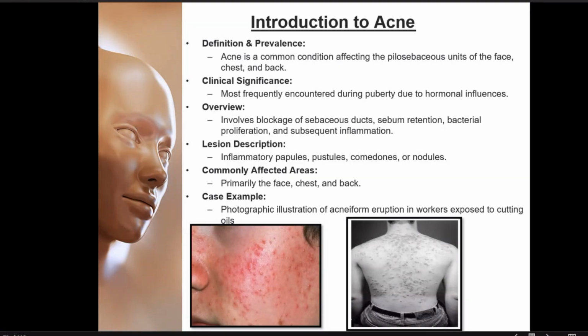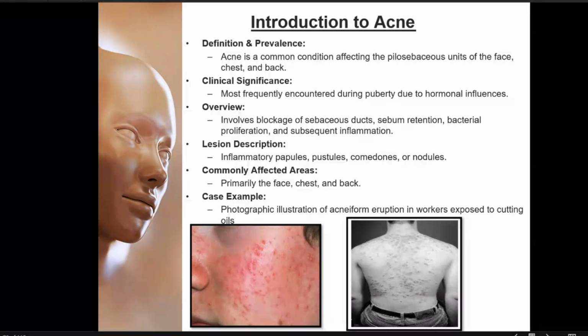Now the next disease is acne. This is a common disease observed in humans. Acne is a common condition affecting the pilosebaceous unit of the face, chest, and neck. You can see in the picture one example of acne on the face and one example of acne on the back. Clinical signs are more frequently encountered during puberty due to hormonal influence. So this is common due to the hormonal changes.